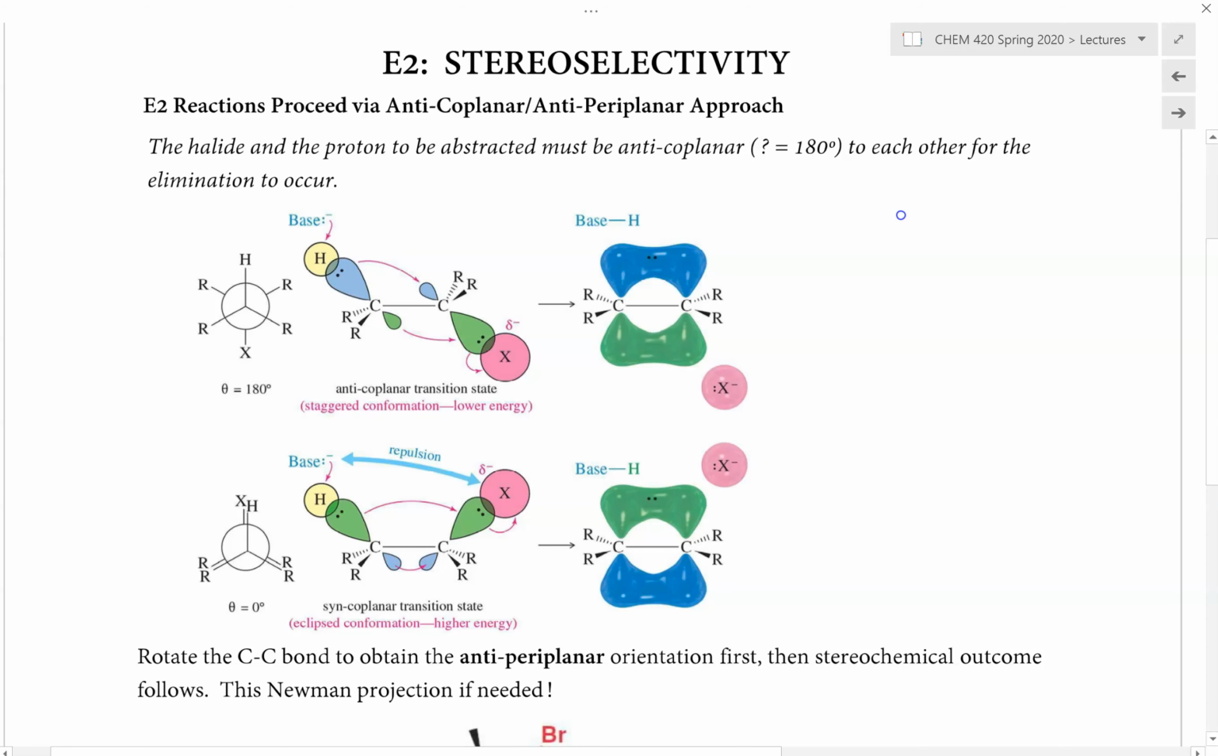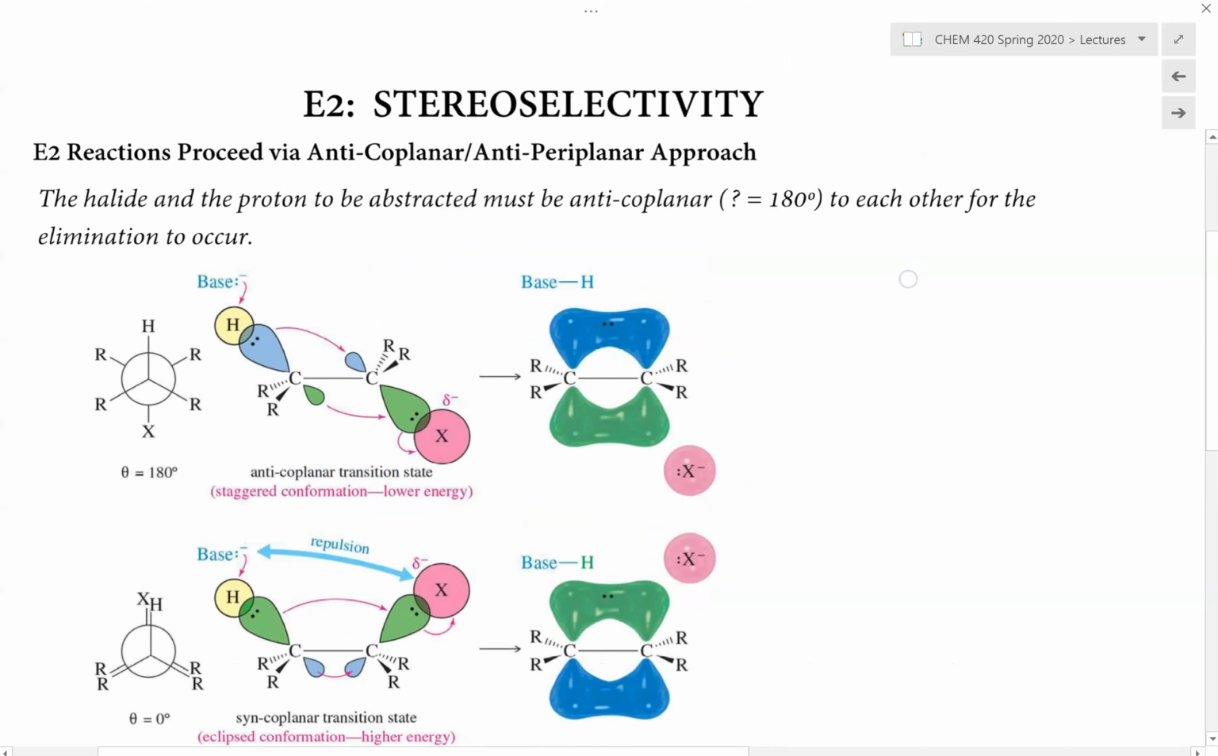In E2 reaction, it proceeds through something that we call the anti-coplanar or anti-periplanar approach. And anti-coplanar and anti-periplanar mean the following. The halide or the leaving group and the proton to be abstracted, the beta hydrogen, must be anti-coplanar, or basically 180 degrees from each other, in order for elimination to occur.